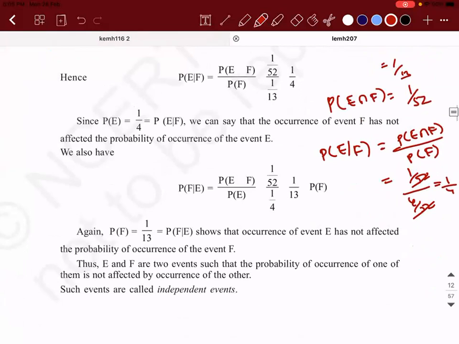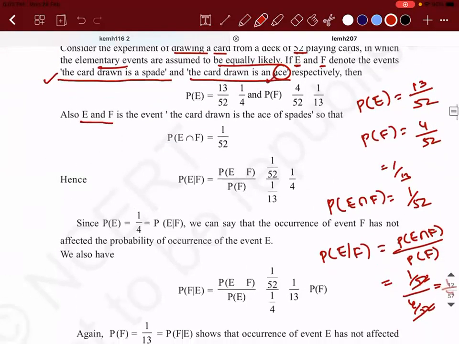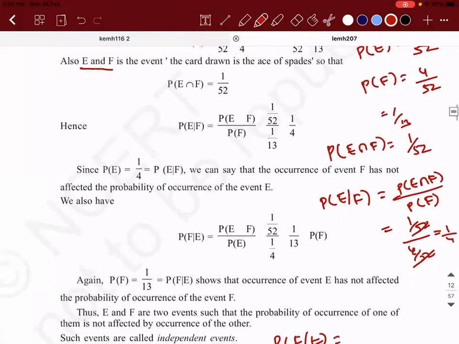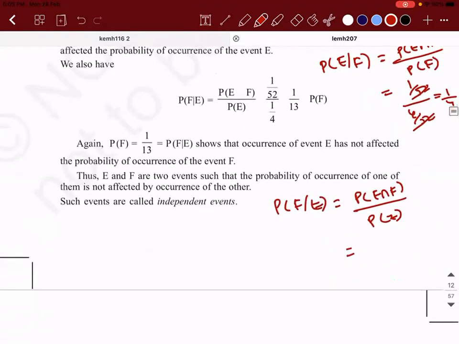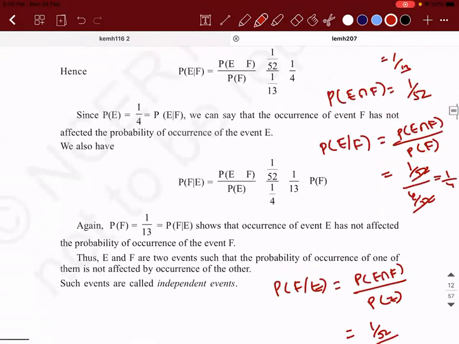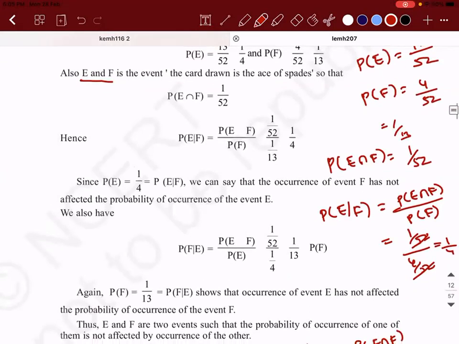Right. So what is the probability of F given E? What is the meaning of probability of F given E? It is the probability of you drawing an ace, given that the card that is already drawn is a spade. So that will be probability of the intersection divided by probability of E. Probability of E intersection F is 1 by 52, divided by the probability of E, which is 1 by 4. So cancel them, and you get 1 by 13.